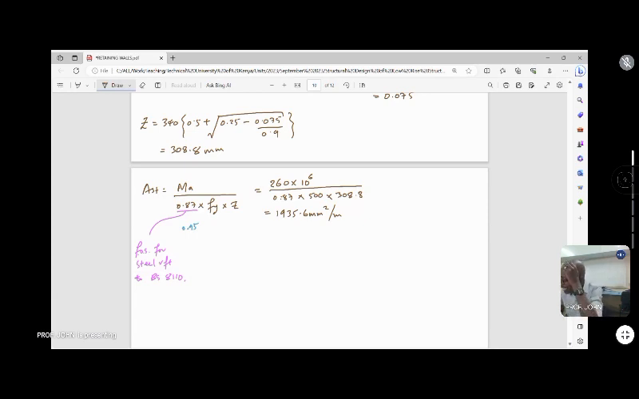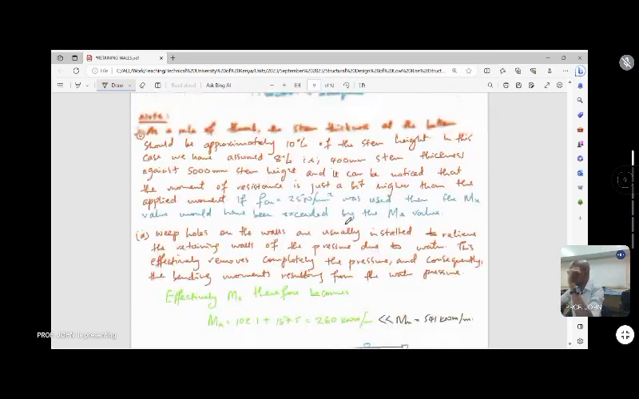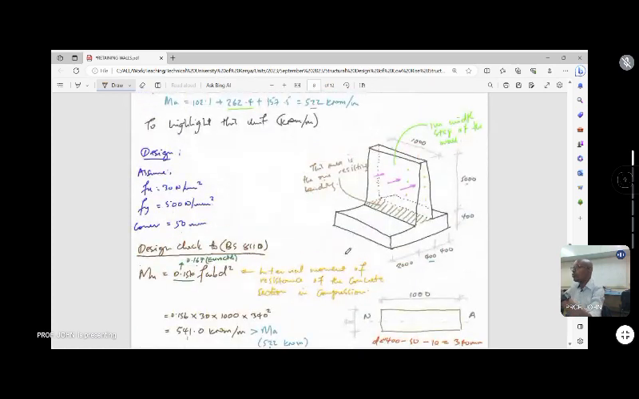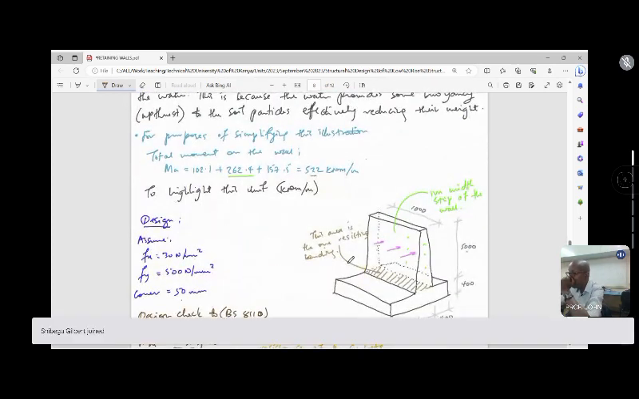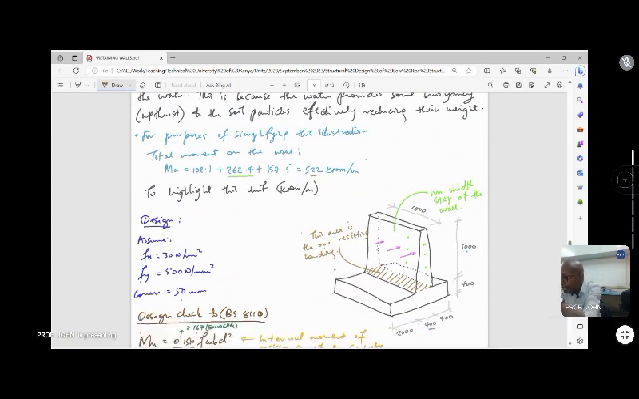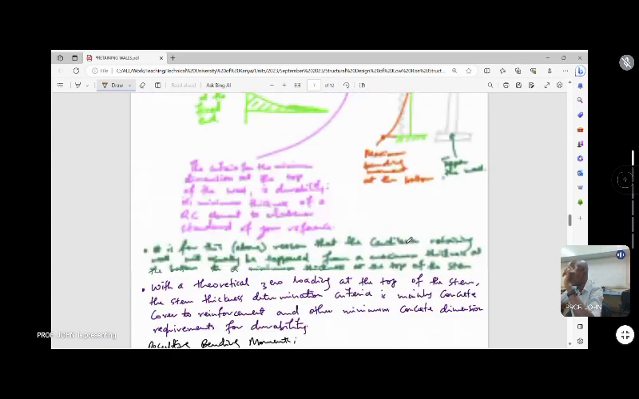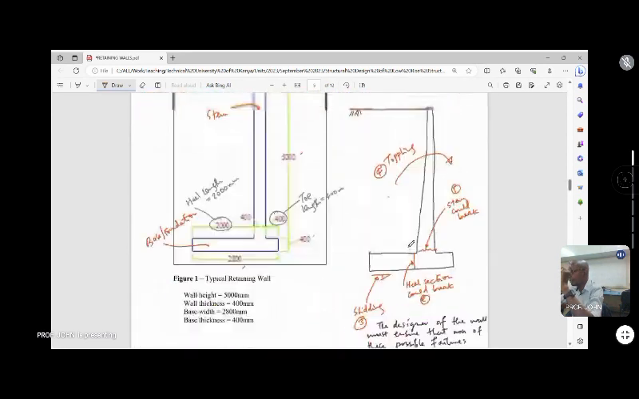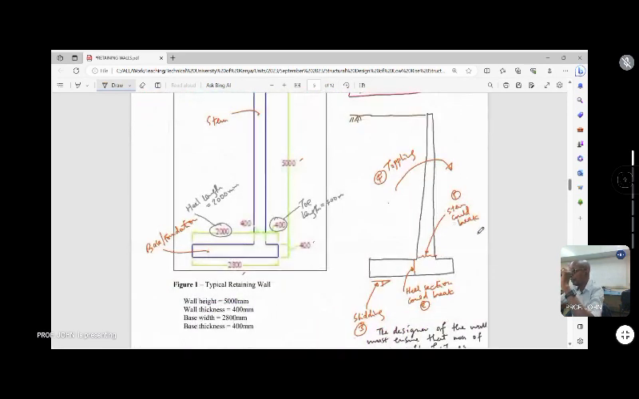So this is the minimum reinforcement we need to provide to prevent what? To prevent this wall breaking at this area, which is our first possible failure mode. If you can remember, the first possible failure mode is the stem could break.